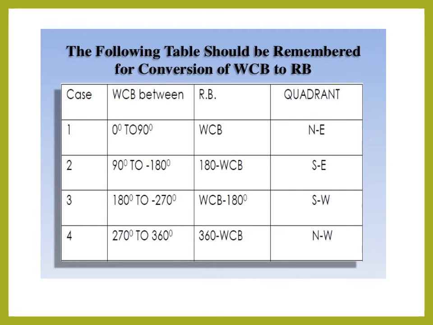So if our whole circle bearing is between 270 to 360, then you can subtract the whole circle bearing from 360 degree, because we are taking the angle from north direction towards the anti-clockwise direction. From north we will be taking in anti-clockwise direction, so we are subtracting the whole circle bearing from 360. Okay, 360 minus whole circle bearing will give the quadrantal bearing of fourth quadrant. So north bearing, then west direction we will write.